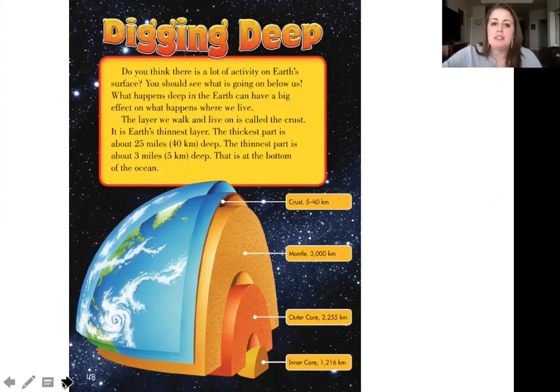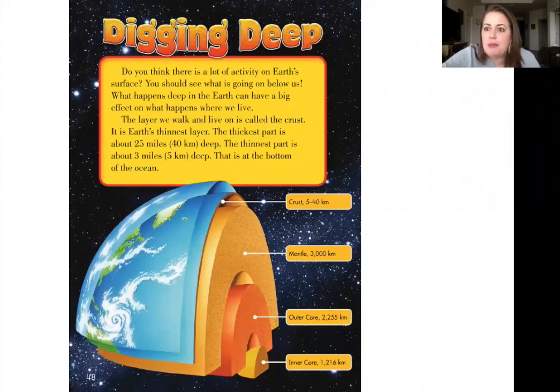Digging deep. Do you think there is a lot of activity on Earth's surface? You should see what is going on below us. What happens deep in the earth can have a big effect on what happens where we live. So they're already talking about what's going on below us. Looking at the model with these beautiful labels, which layer of earth do you think we live on?